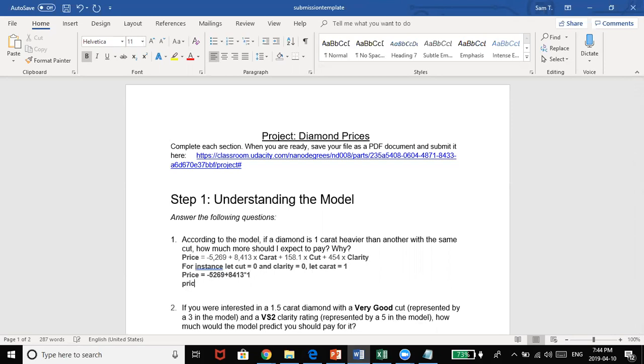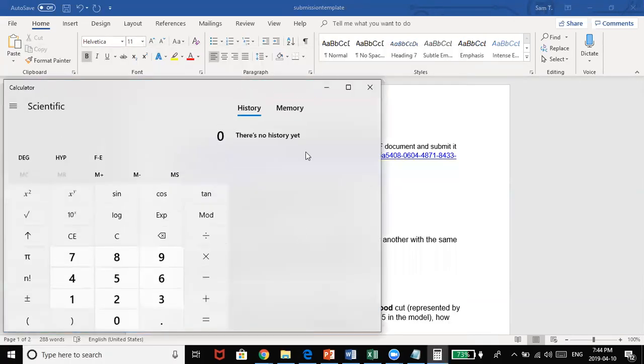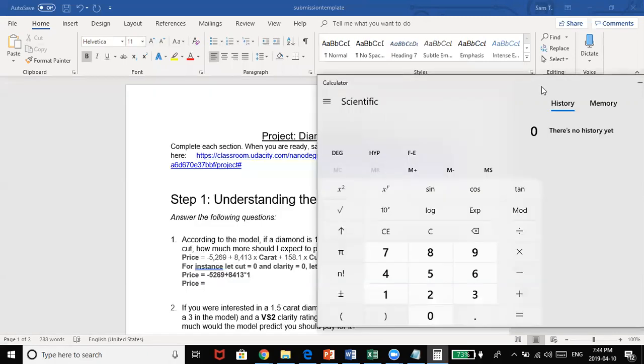So if all the variables are equal to 0 and the carat is equal to 1, we'll basically get that the price is equal to, I'll just bring up my calculator here so I can do the calculation. So it's going to be negative 5,269 plus, open bracket, 8,413 times 1, enter, and this will give us $3,144.